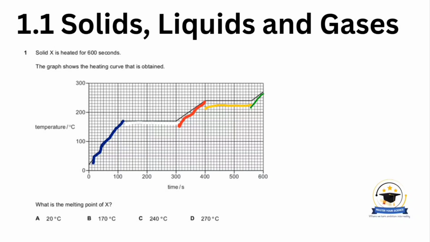The question says that solid X is heated for 600 seconds. The graph shows the heating curve that is obtained. What is the melting point of X? As we have discussed, the substance is melting between 115 to 300 seconds. So this is the point where we take our reading following that horizontal line. So the correct answer here is B, which is 170 degrees Celsius.